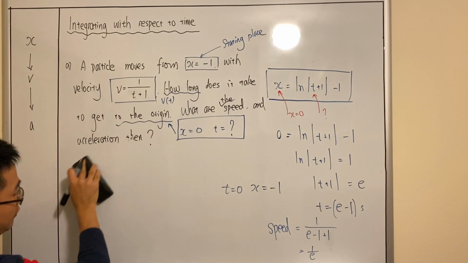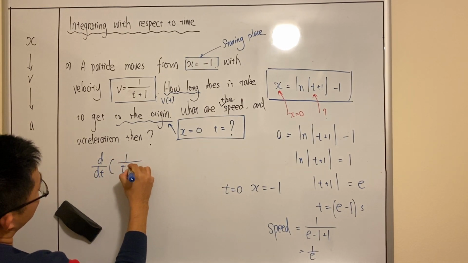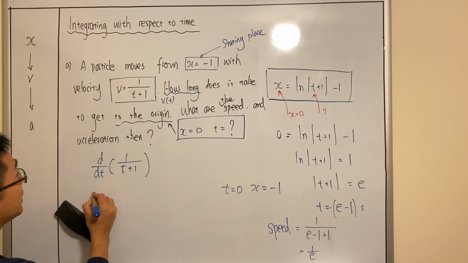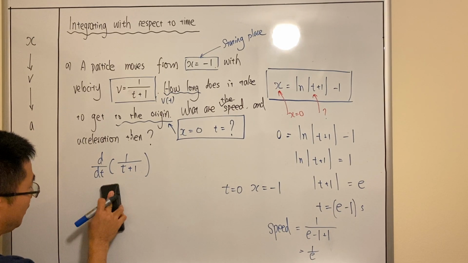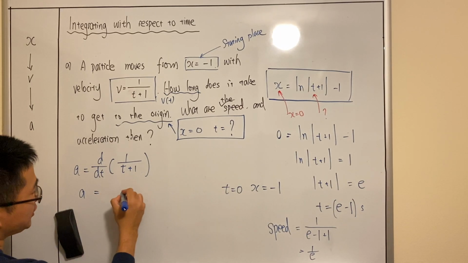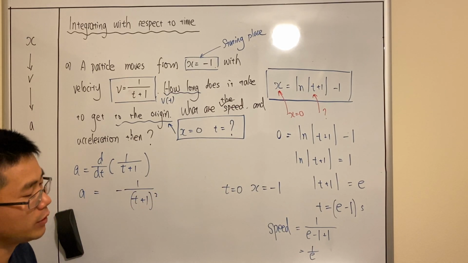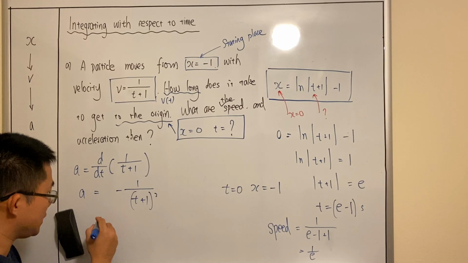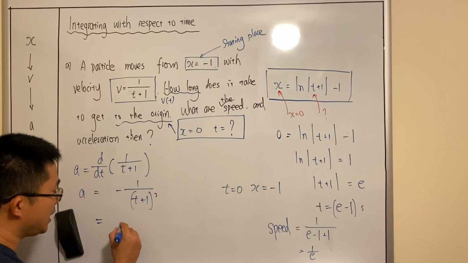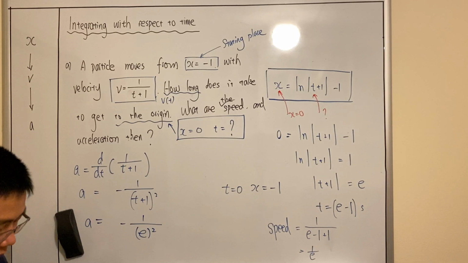d over dt of 1 over (t plus 1). We need to differentiate that expression here, and we can get the acceleration formula, or acceleration function. So acceleration is equal to, to differentiate that one, it's pretty easy, negative 1 over (t plus 1) squared. That is the derivative. Now we need to find the acceleration when the time is equal to e minus 1. So we'll do a substitution. That gives us 1 over e squared. And that becomes the acceleration.